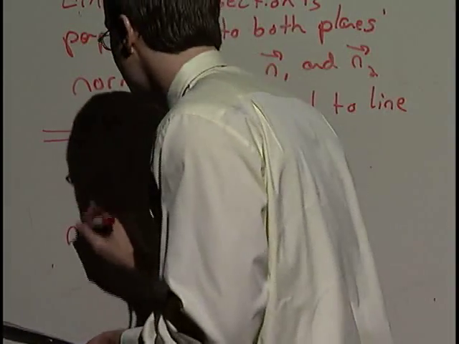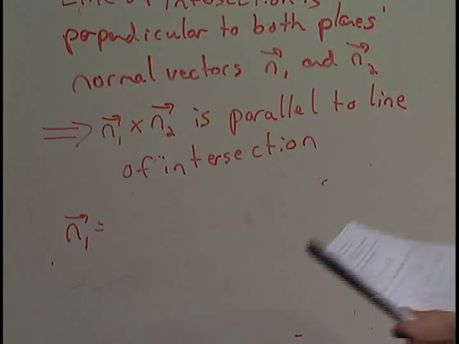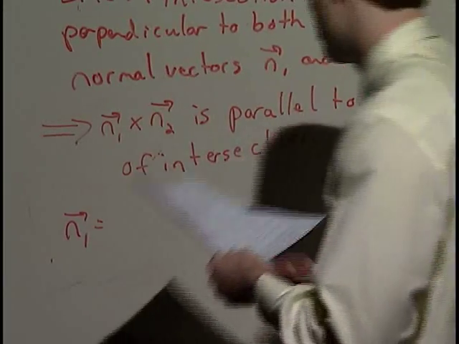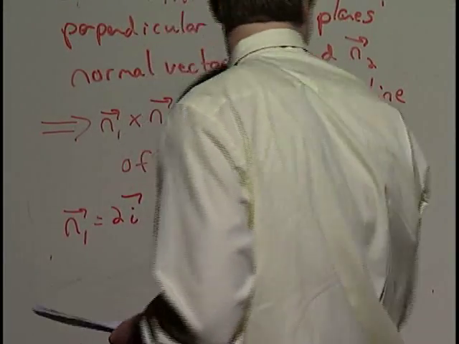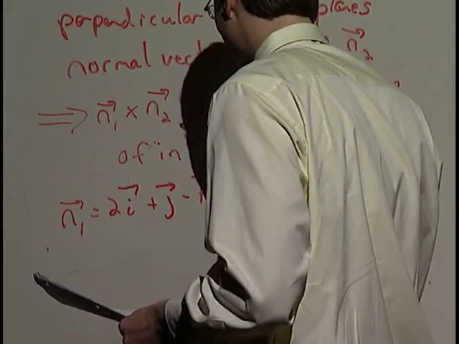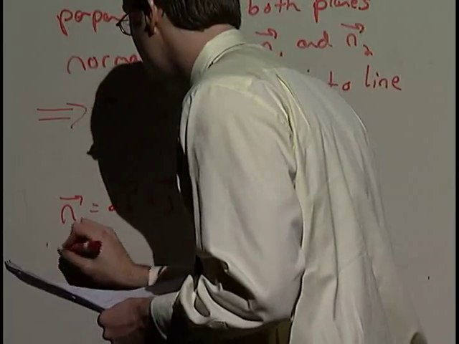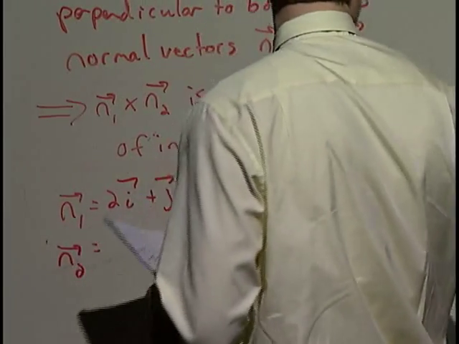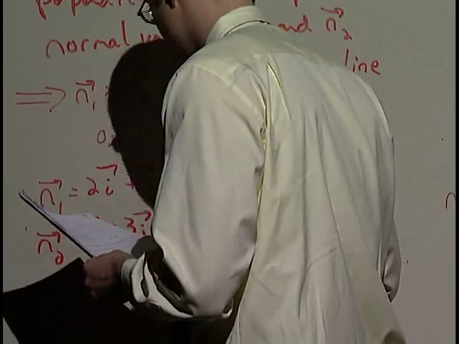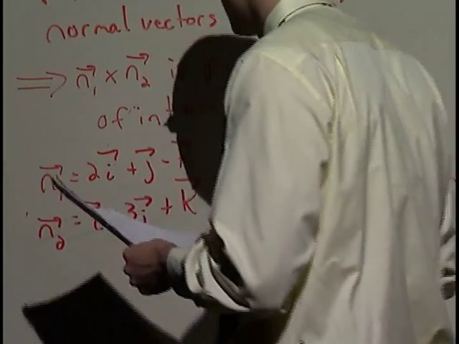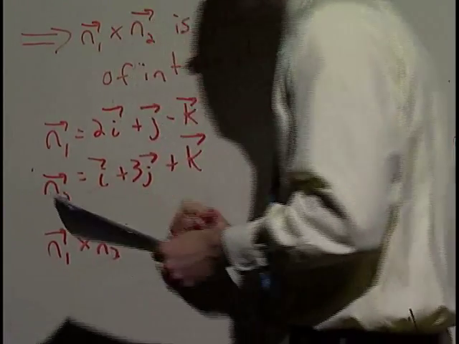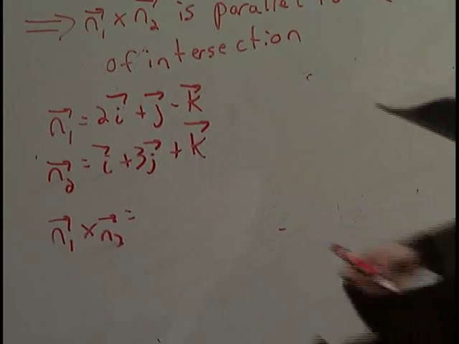So what's n1? Remember, how do we get normal vectors? We just read off the coefficients of the planes, all right? Normal vector 1 is 2i plus j minus k. Normal vector 2 is i plus 3j plus k. So there's our normal vectors right there. Okay. We need the cross product.